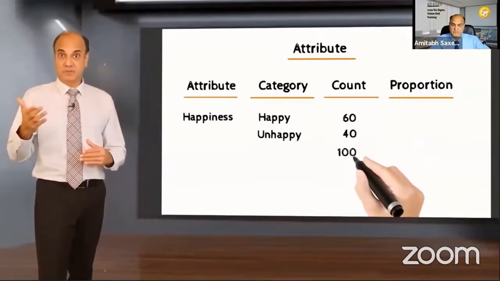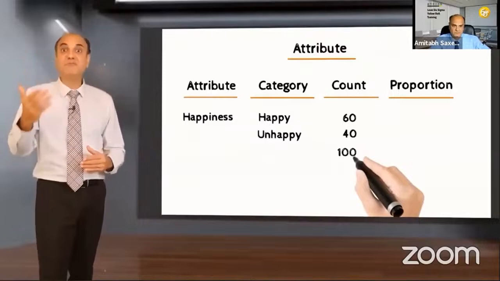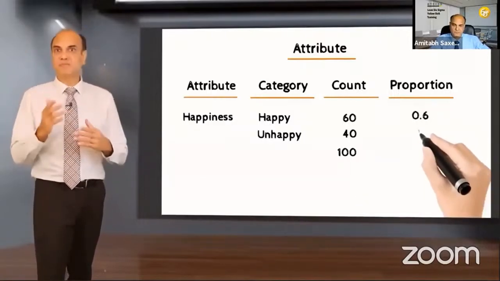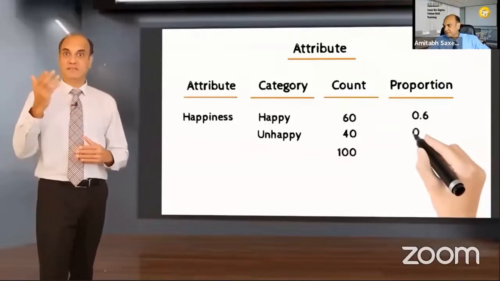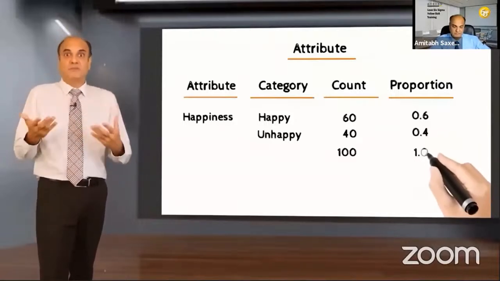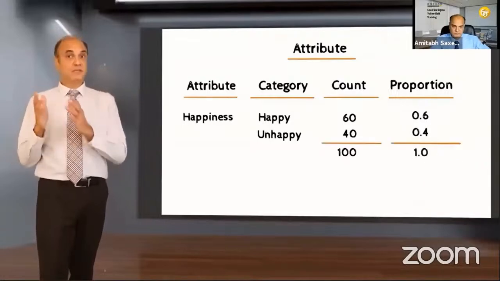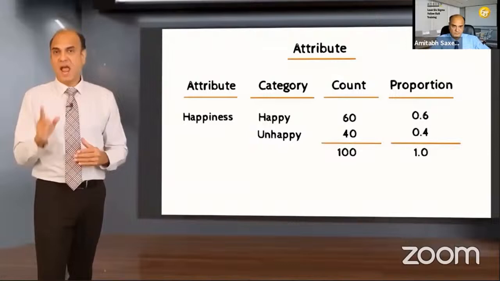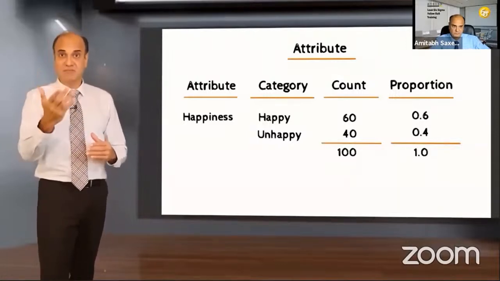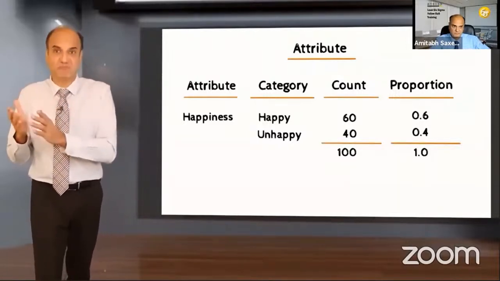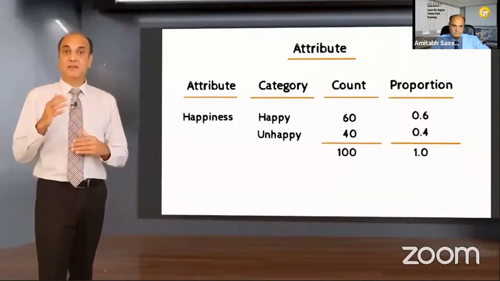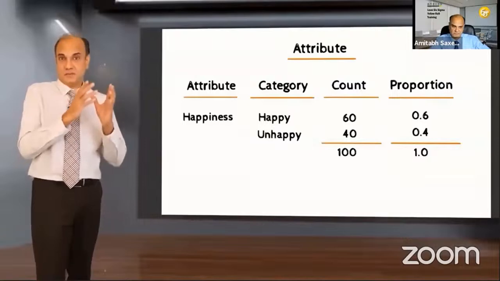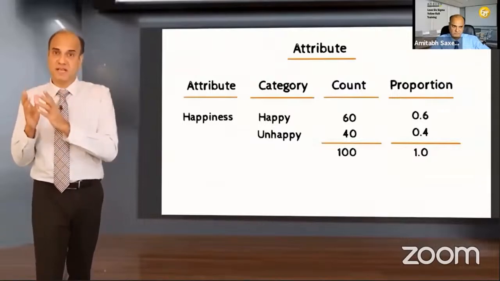I can express this as proportion. That means proportion of happy employees in my organization is 0.6 and proportion of unhappy employees is 0.4. And it can also be expressed as percentage. Now, this proportion or percentage, they don't have a unit. And a count, like 60 employees, I can't have 60.1 employees who are happy. So the count will not have any decimal point. So this is what continuous data and attribute data is.